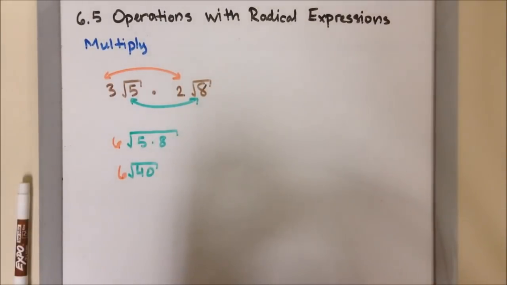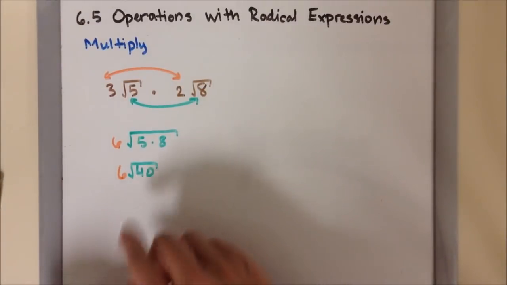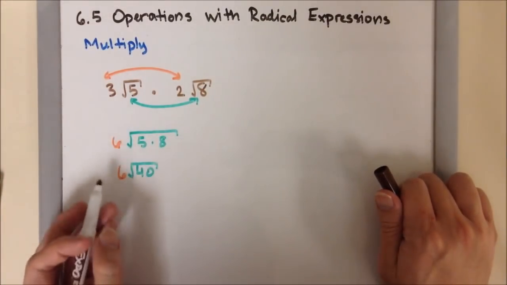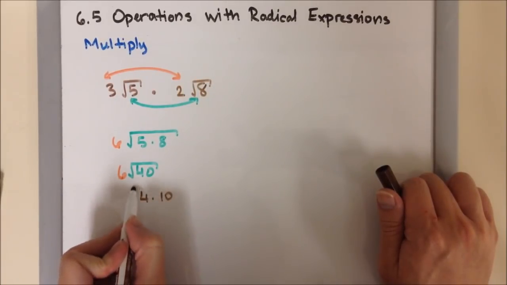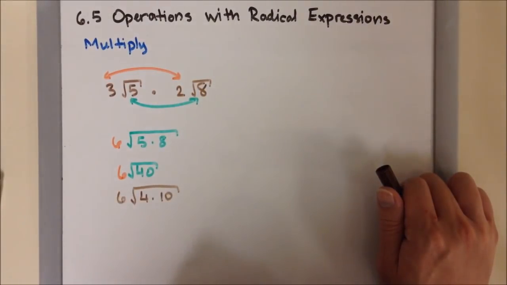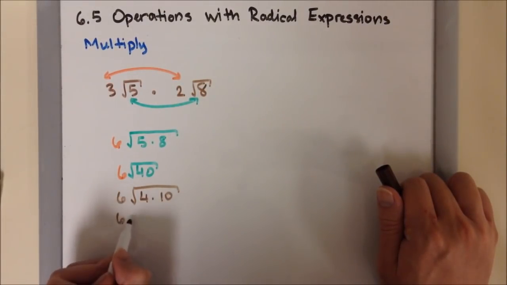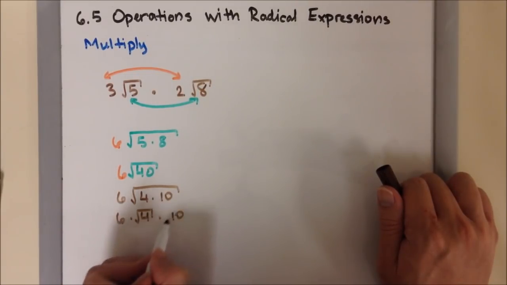Now, from this point, we're not going to stop. After you multiply, you're going to ask yourself, can you simplify the square root of 40? In this case, yes you can. 40 can be broken down into 4 times 10, and 4 is a perfect square number. I'm still going to have my 6 out here. So it's going to be 6 times square root of 4 times square root of 10.